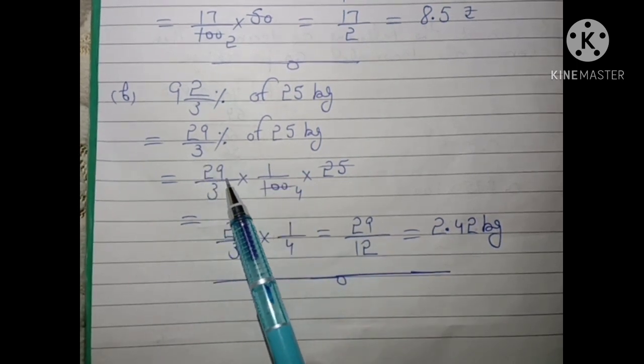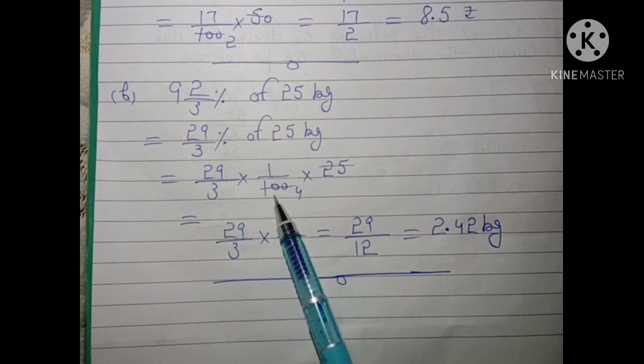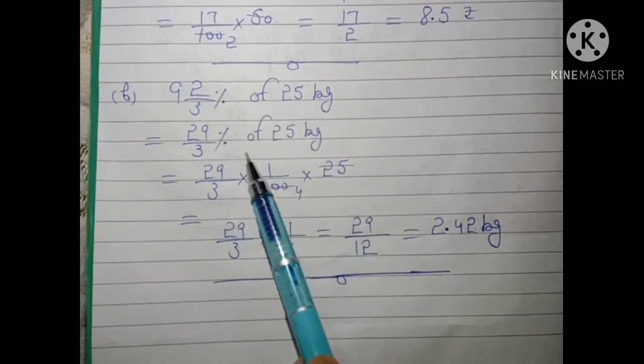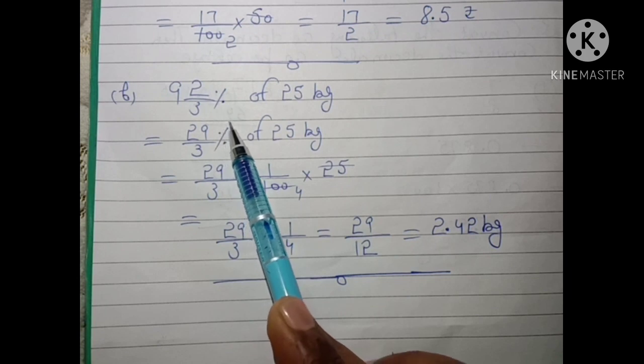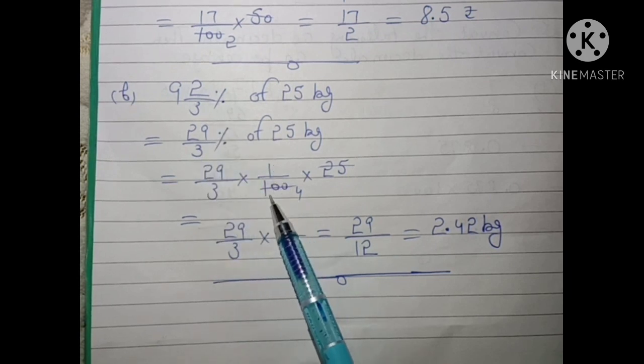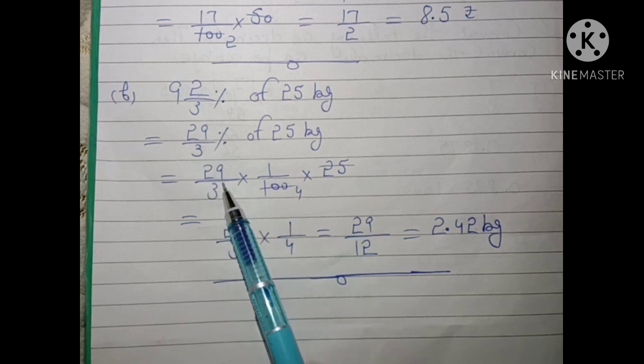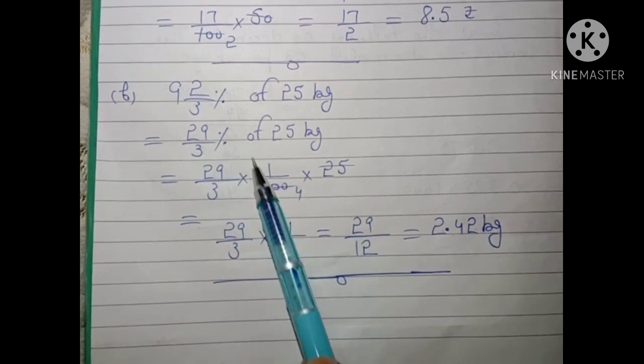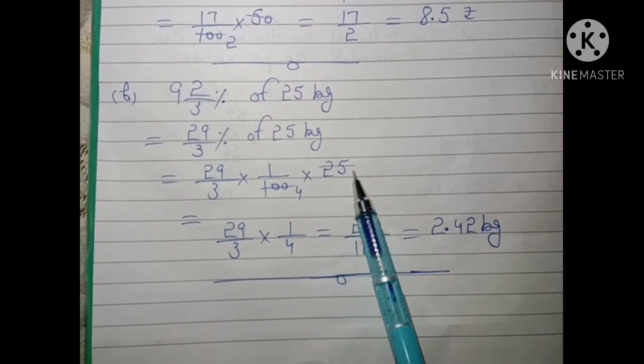So it will become 29 over 3 multiplied by 1 by 100. Again, I had already explained in the first part how we can remove this percentage sign by multiplying the term with 1 by 100. So it will become 29 by 3 multiplied by 1 by 100 and then multiply by this 25.